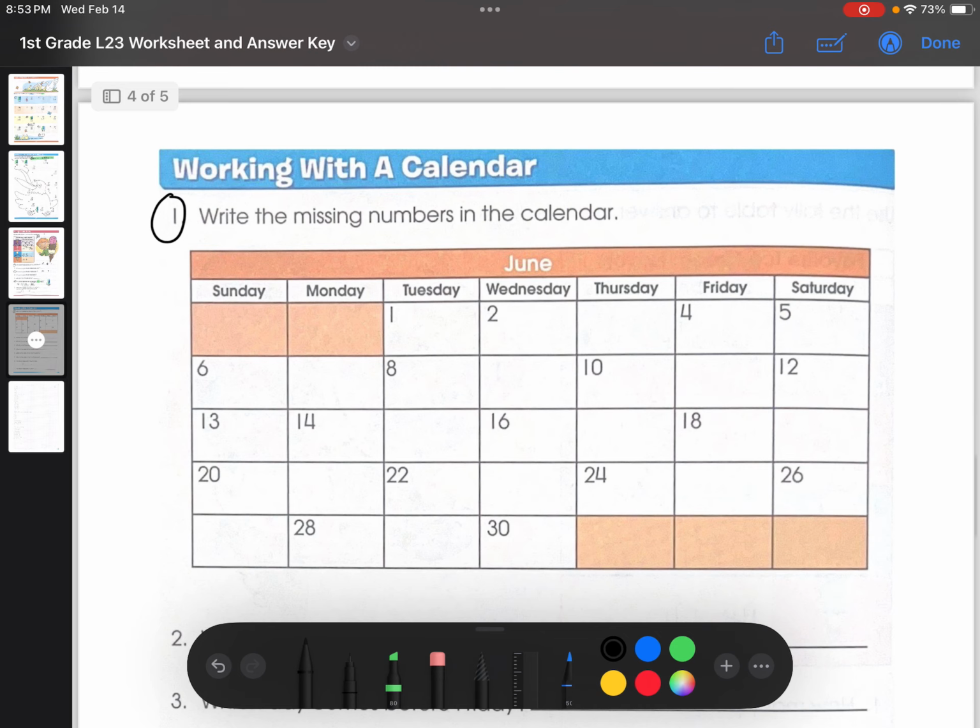Maybe I'll do the first one. So 1, 2, what comes after 2? 3, 4, 5, 6, what comes after 6? 7, 8, what comes after 8? 9, 10, what comes after 10? 11, 12, 13, 14, what comes after 14? 15, 16, 17, 18, 19, 20, 21, 22, 23, 24, 25, 26, 27, 28, 29, 30. Just like that, we got all of the dates filled.